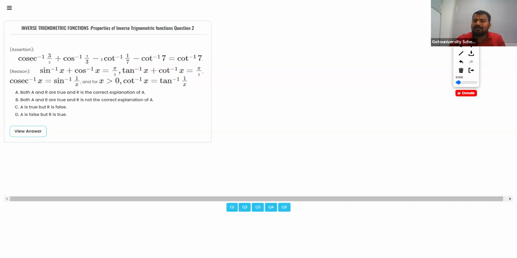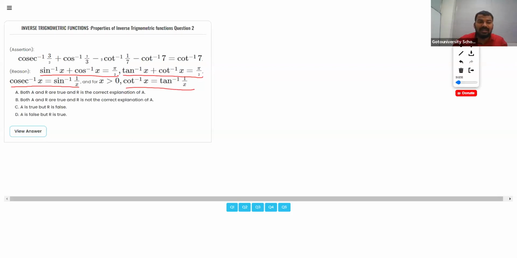Can I say this is the basic thing we know? Just now we saw, it was a change concept. Sine inverse x plus cos inverse x is pi by 2. Tan inverse x plus cot inverse x is pi by 2. Cosec inverse x is equal to sine inverse of 1 by x, since sine and cosec are reciprocal. Cot inverse x is equal to tan inverse of 1 by x. Yes, of course. So can I say reasoning is true?